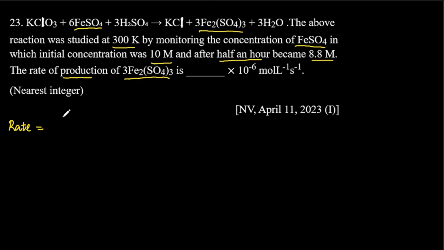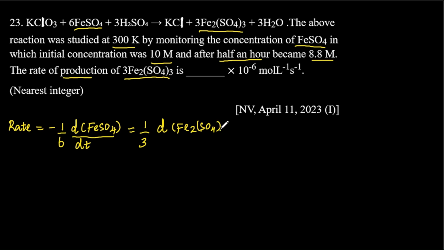So the rate of disappearance of FeSO4 is given by minus, the coefficient is 6. So 1 by 6 of rate of change of FeSO4, that is the concentration. Rate of the change in concentration of FeSO4 by the change in time, which is equal to the formation of the product. So here the coefficient is 3. So 1 by 3, the change in concentration of Fe2(SO4)3 divided by change in time.